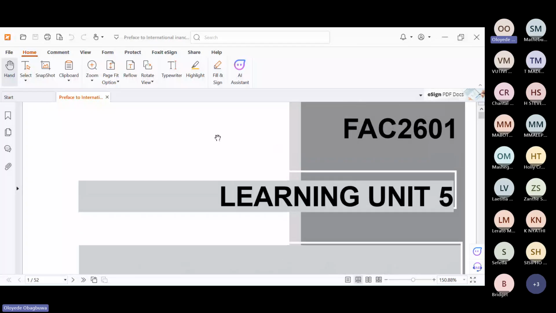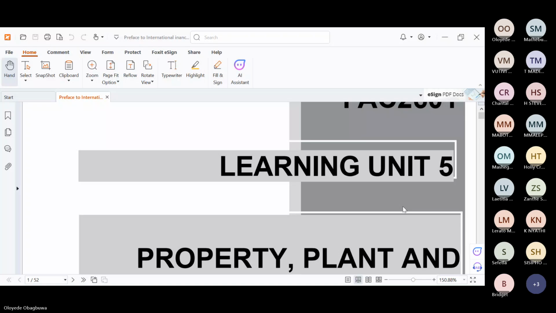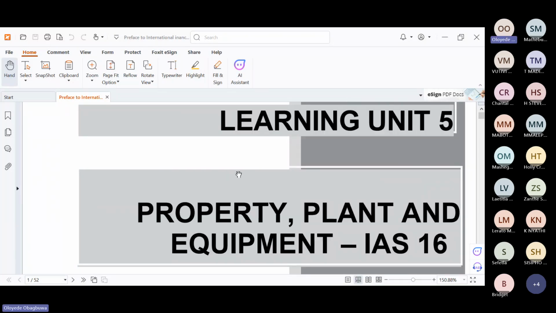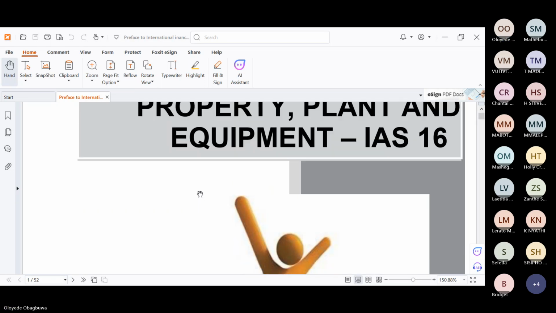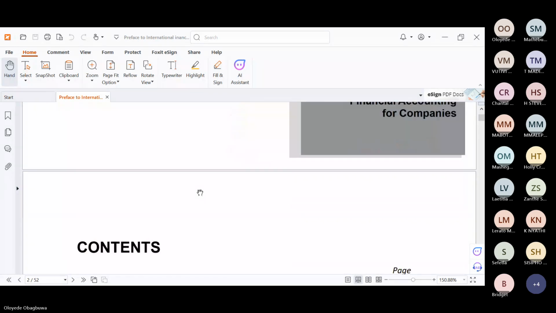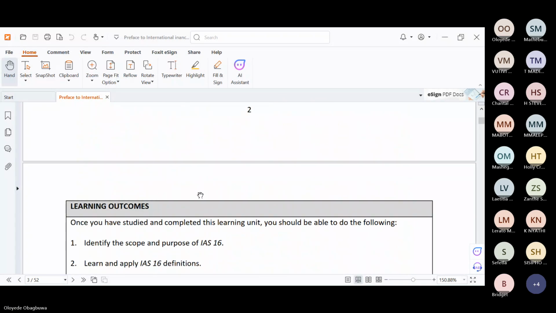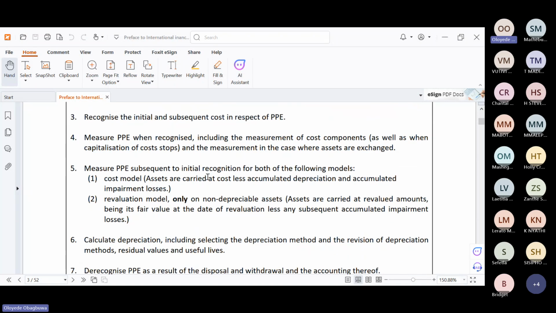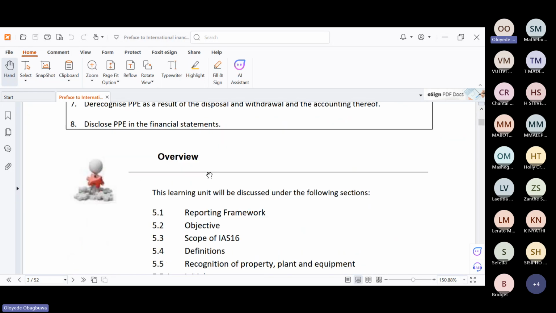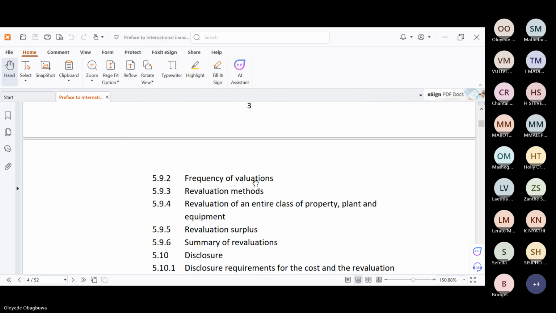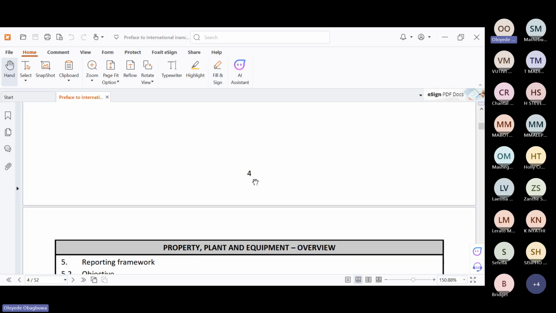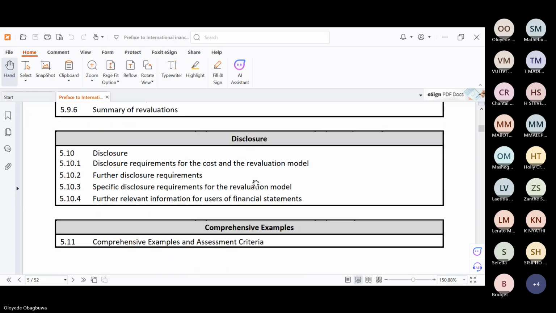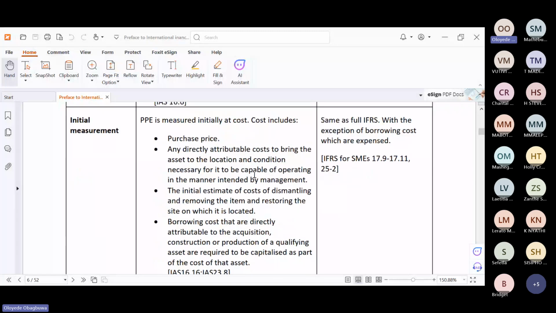Okay, today we are considering learning unit 5, property, plant, and equipment, PPE. Property, plant, and equipment, IS 16. You have all these overviews. You can go through this overview. To save our time, I just want to start from the definitions.